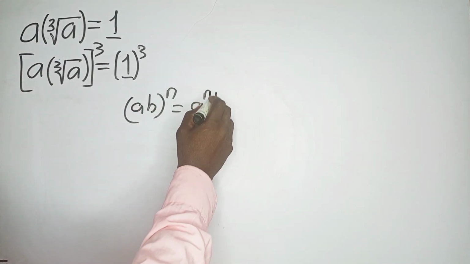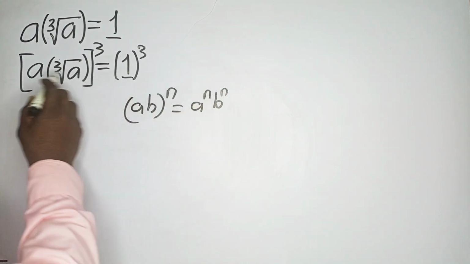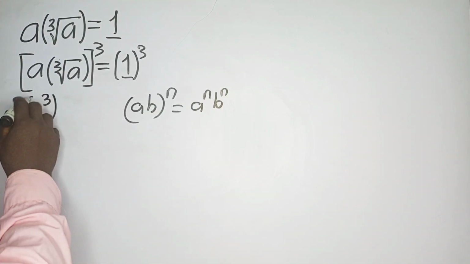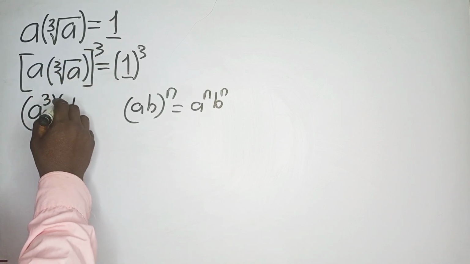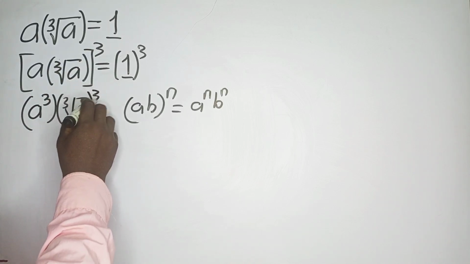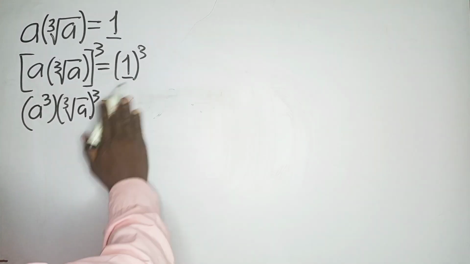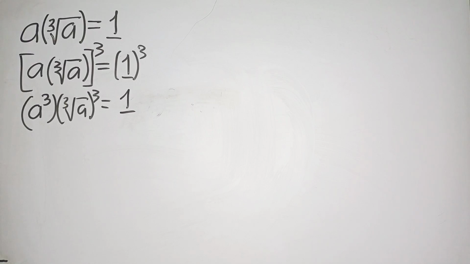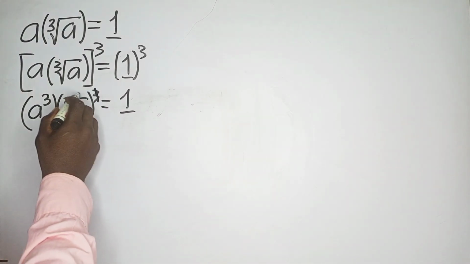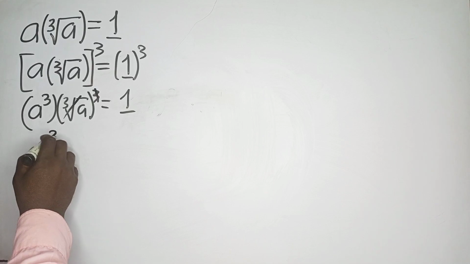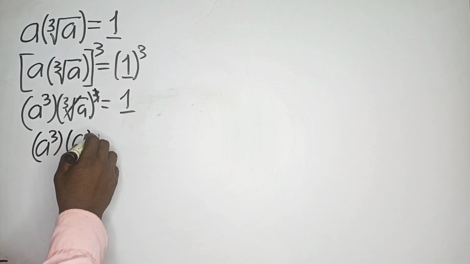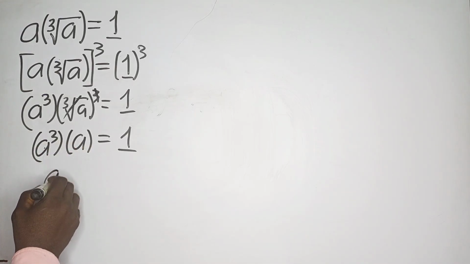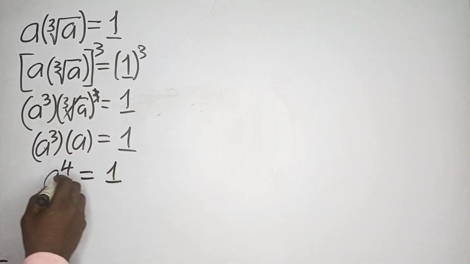So I have a to the power n, b to the power n. This law will apply here. This power will go on a, and we'll have a cubed. And that power will also go on the cube root of a. On the right we have 1 cubed, which is just 1. Remember, 1 raised to any power remains 1. Now this cube will cancel the cube root and we have a cubed multiplied by a is equal to 1. A cubed multiplied by a gives us a to the power 4 is equal to 1.